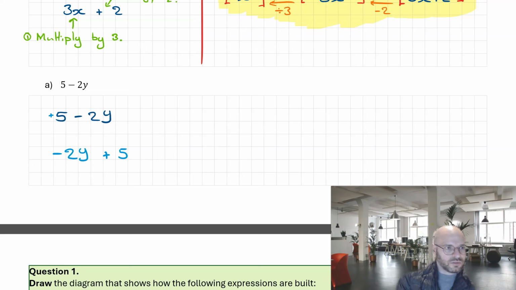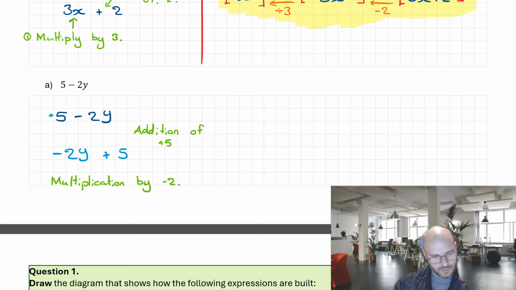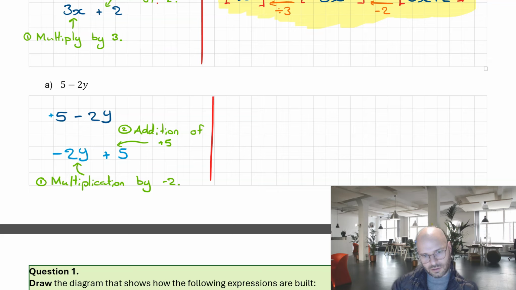Now, let's look for the operations that are at play. First one we can see is there's addition. And we see that there's multiplication by minus 2. The order in which this is done, remember, multiplication comes first, addition comes second. Let's build the flowchart.